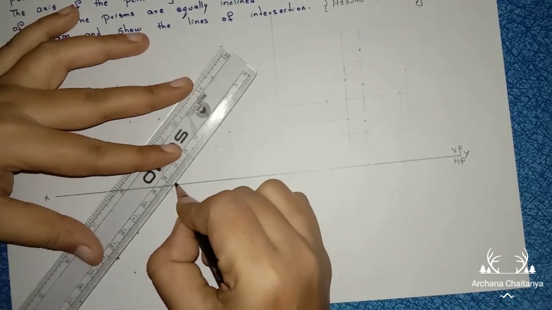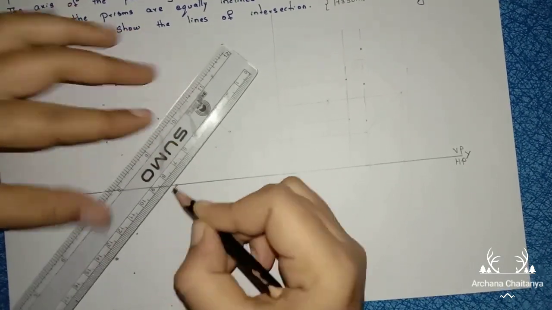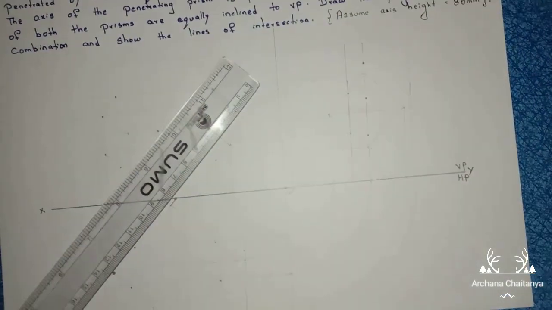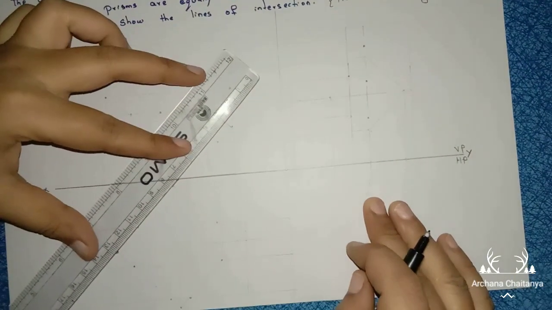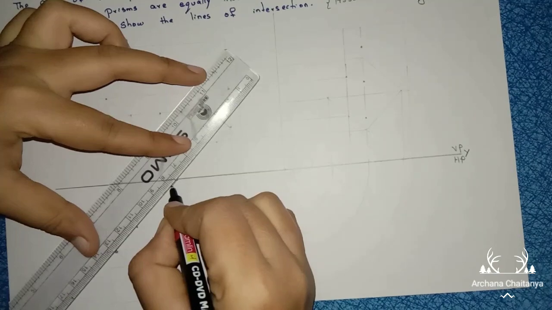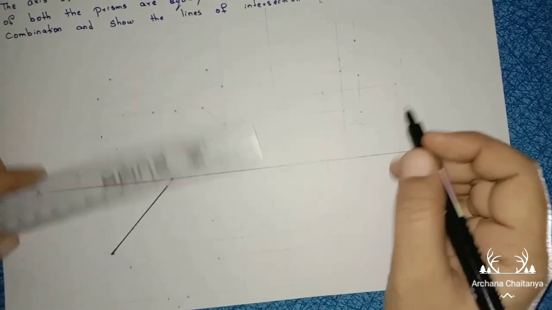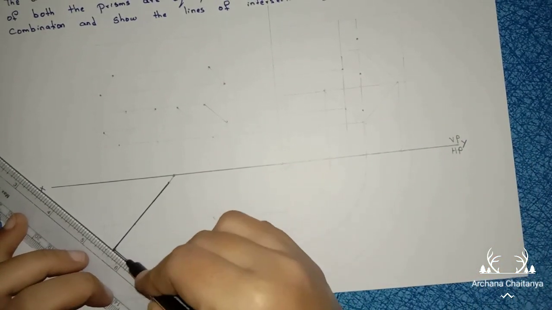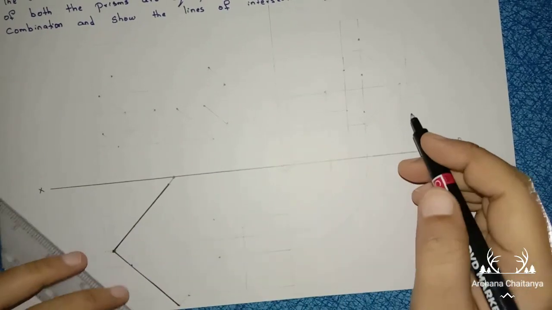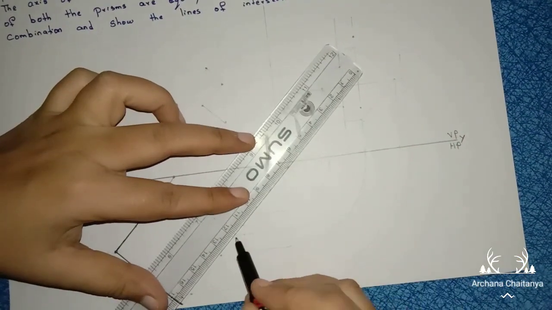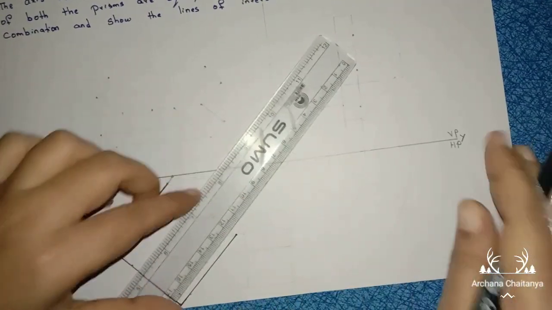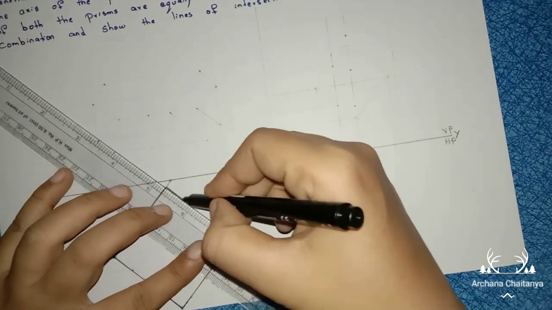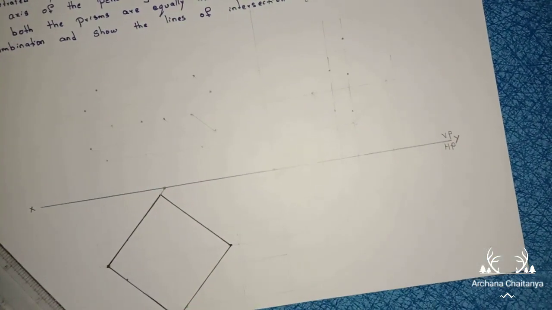Leave a 5 mm gap. Now you should construct the square which is equal to 50 mm. The length of the square is 50 mm. So construct the square of 50 mm at 45 degrees. Place your protractor here, mark 90 degrees, length is 50 mm. Again place your protractor here, mark 90 degrees, length is 50 mm. And join this one. Construct the square which is equally inclined to VP.